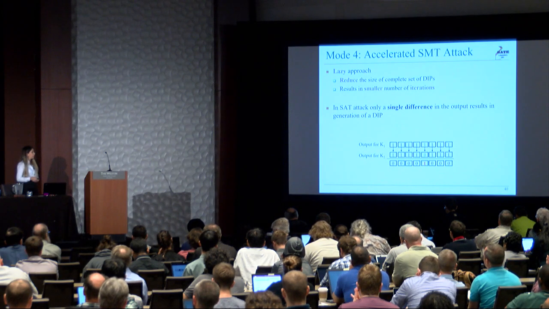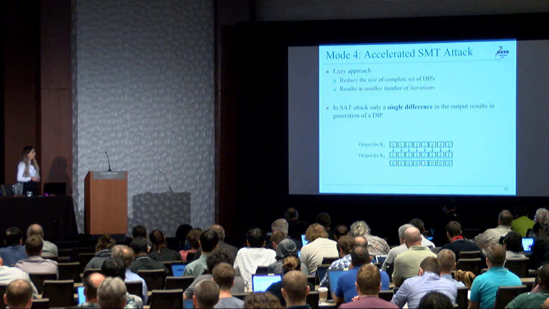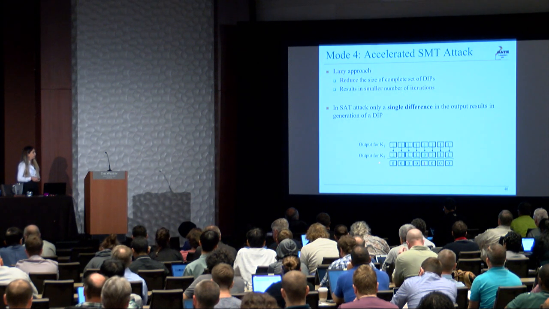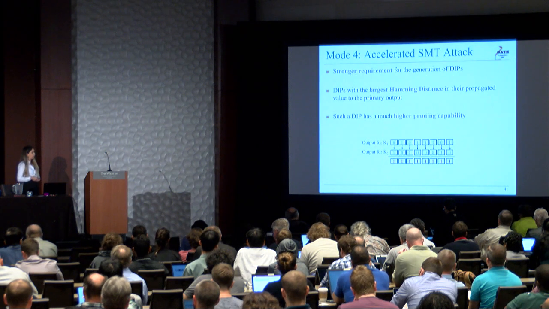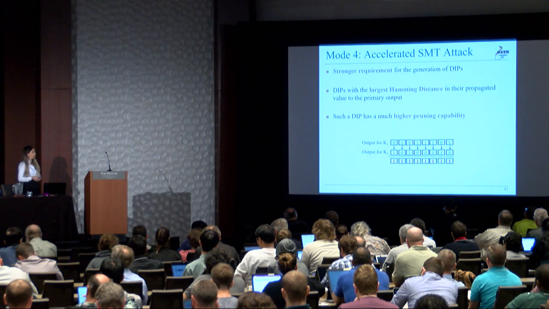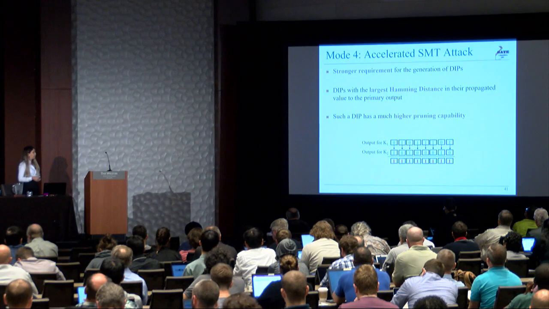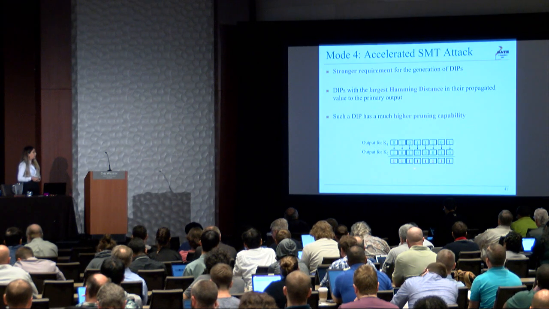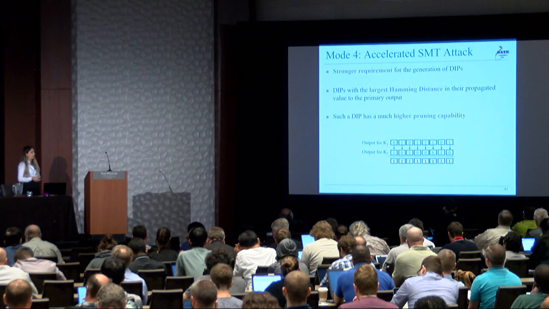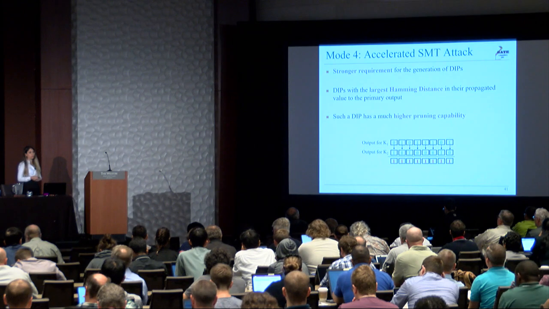It should be noted that in the SAT attack, only a single difference in the output, which is based on applying the same input but two different keys, results in generation of a DIP. However, in the SMT attack, we could use a stronger requirement for generation of a DIP. This could be achieved by forcing the SMT solver to find DIPs with the highest possible Hamming distance in their propagated value to the primary output. And it is obvious that such a DIP has a much higher pruning capability.